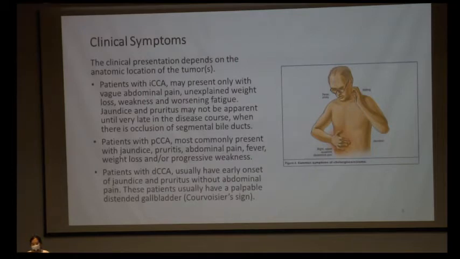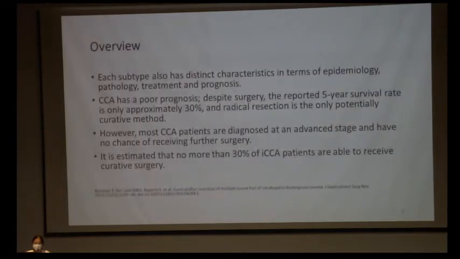And patients with distal cholangiocarcinoma present early. They have an early onset of jaundice and pruritus without abdominal pain. And these patients usually have a palpable distended gallbladder, Courvoisier's sign. Each of these subtypes also has distinct characteristics in terms of epidemiology, pathology, treatment, and prognosis.